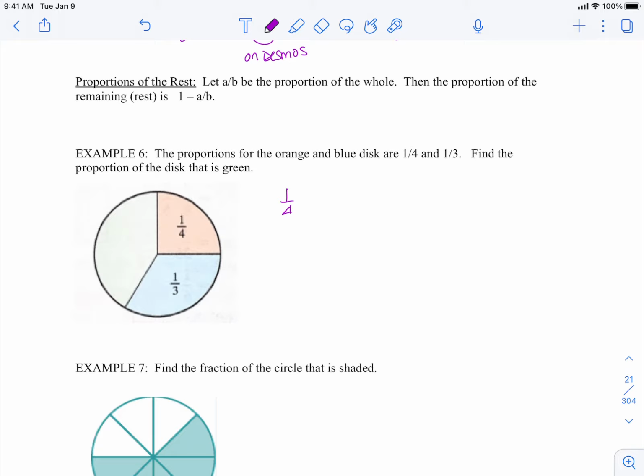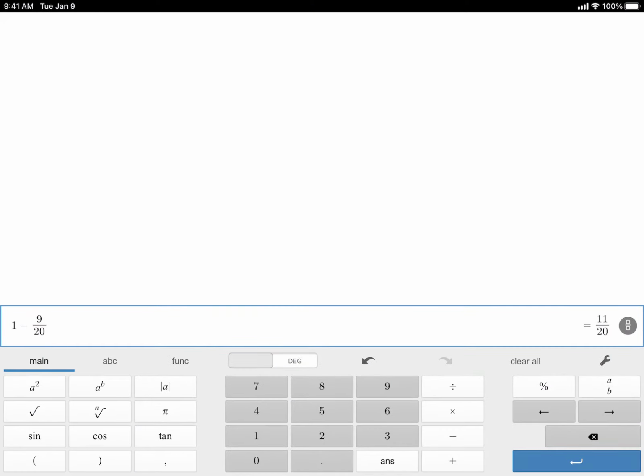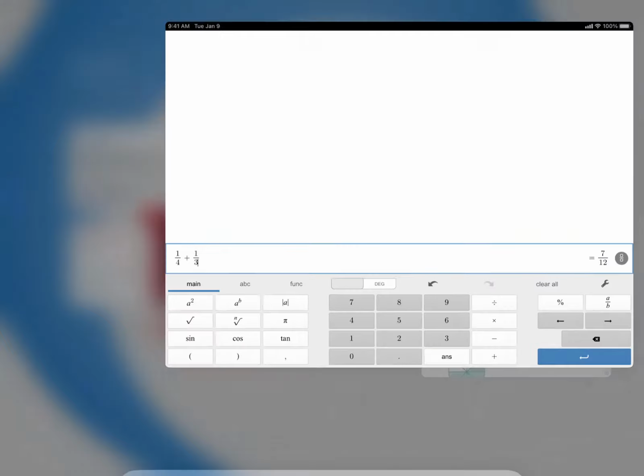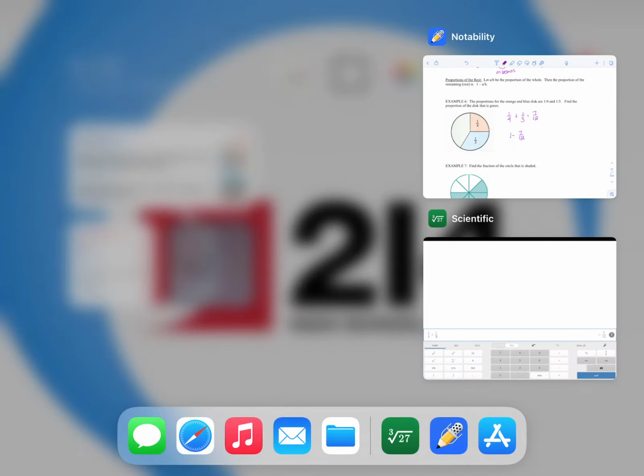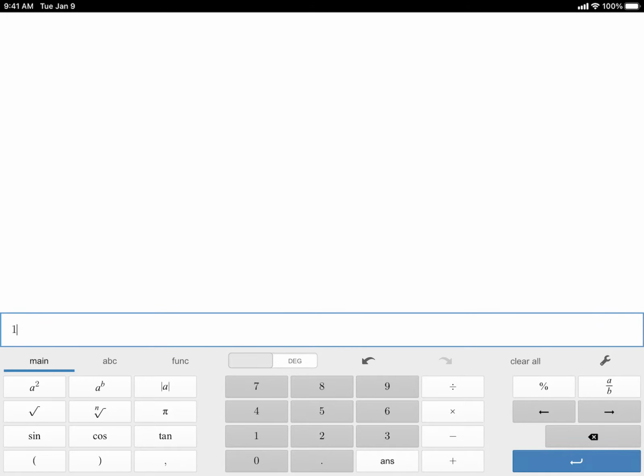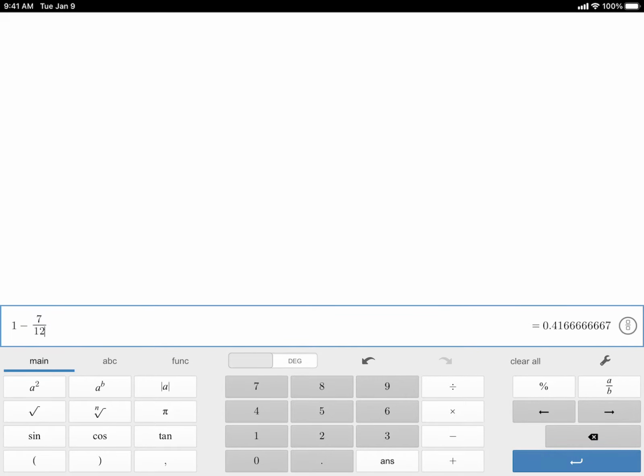So 1/4 plus 1/3. Again, we can do this on Desmos. So we have 1/4 plus, make sure you click out of your fraction, plus 1/3. I see this is 7/12. And then I do 1 minus 7/12. And that's going to give us 5/12.